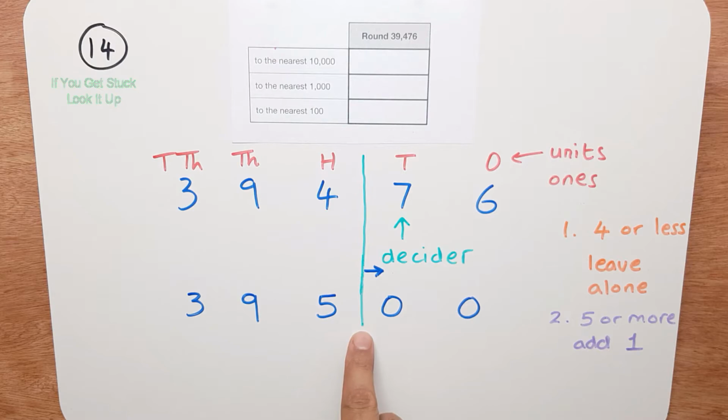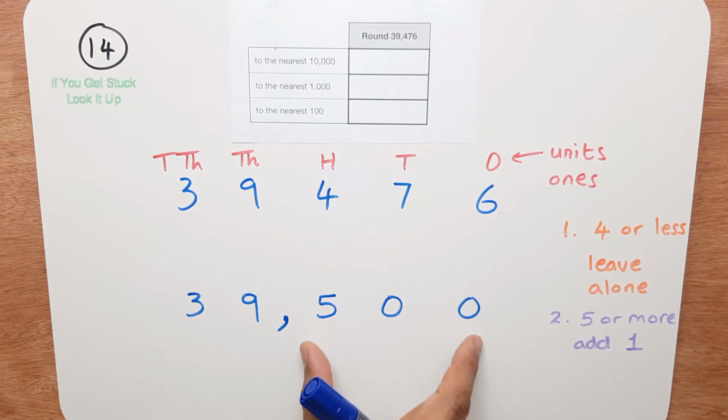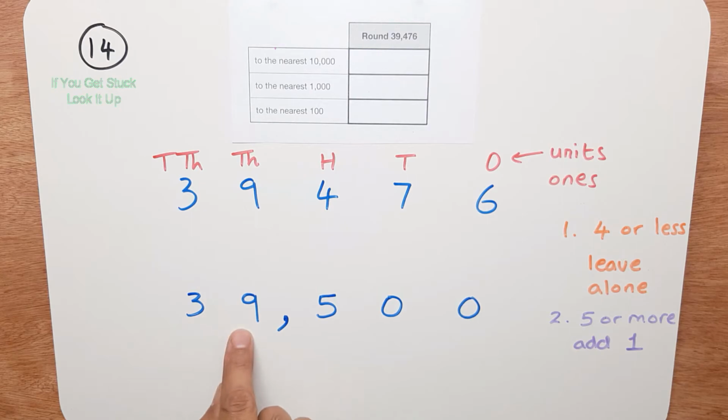So now let me remove this line. So there's our number. As before, 1, 2, 3, comma. So this is our thousands. So it's 39,500.